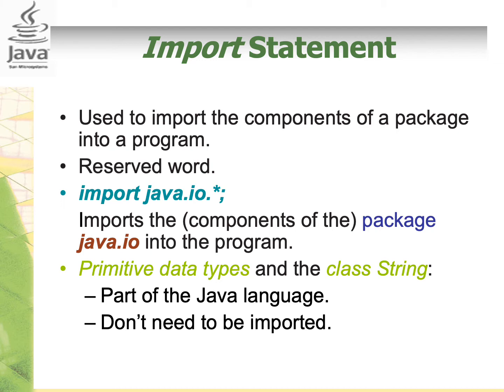Primitive data types and the class String are part of the Java language. They don't need to be imported. What does it mean by primitive data types? Java has 8 primitive data types, which cover integer, boolean, which is true or false values, byte values, characters, and also decimal points. We will learn about the different types of primitive data in topic 3.